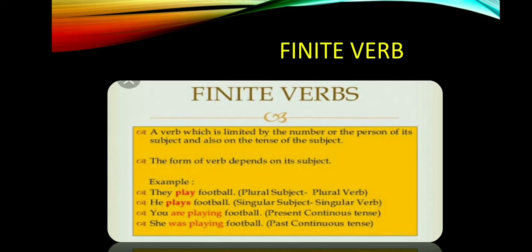That verb is finite verb. Okay, now see next example. You are playing football. She was playing football. So we have a tense change here, present continuous and past continuous. So when we change the tense, at that time there is a change in the helping verb. So when we change the tense, the helping verb or the main verb is changed. So it means that finite verb also changes according to tense.